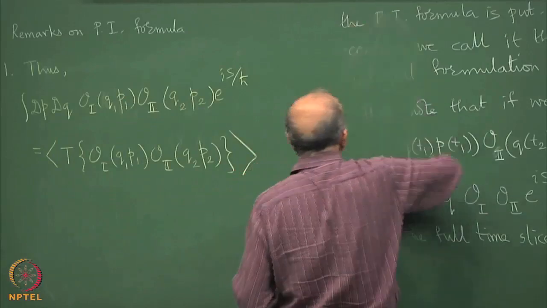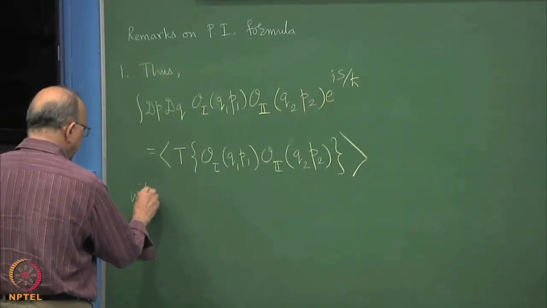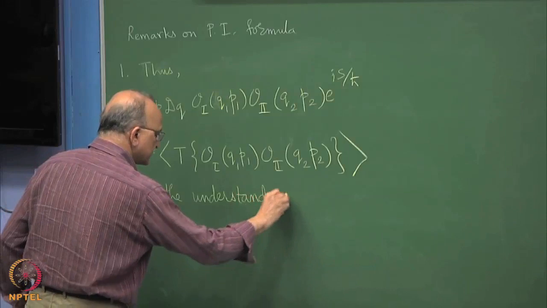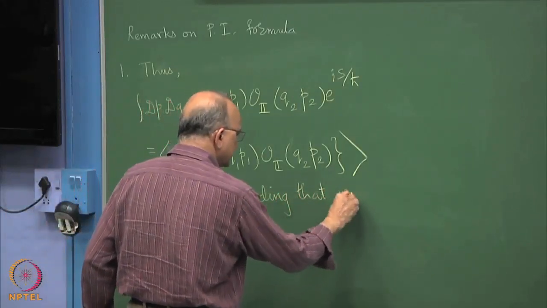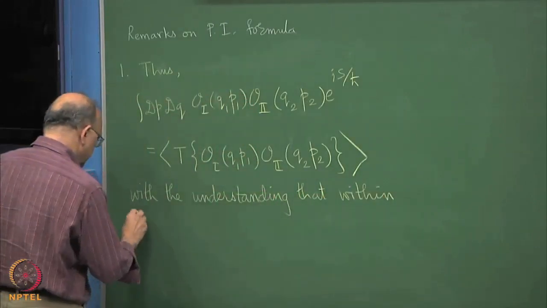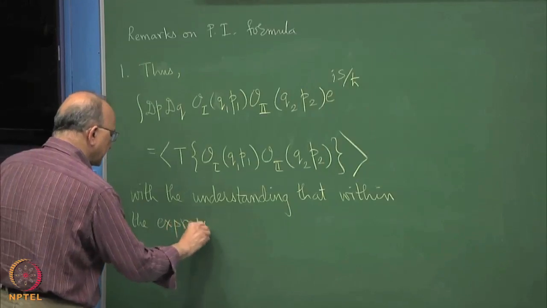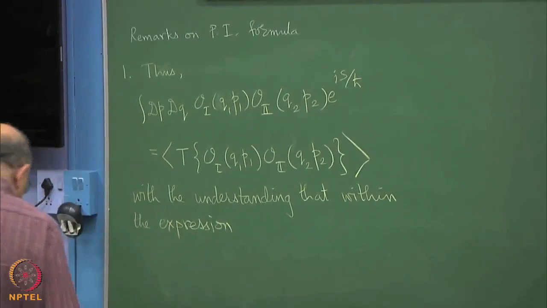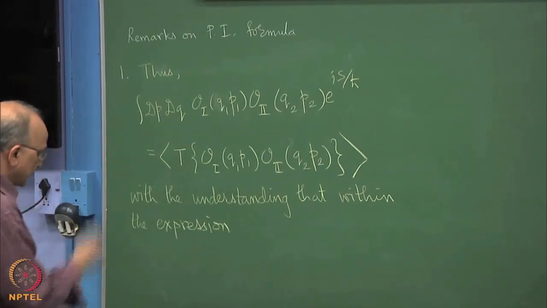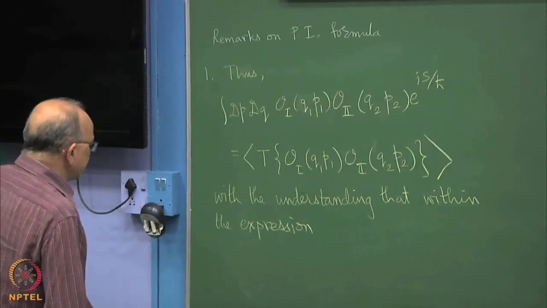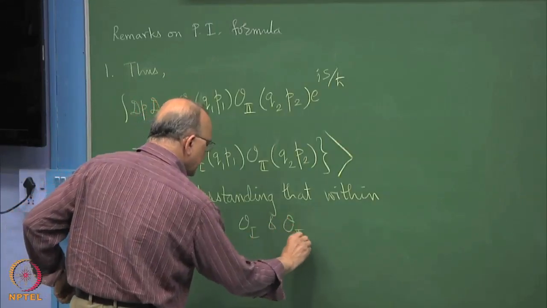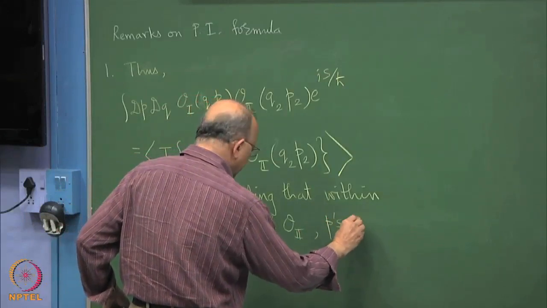Now the second comment is about the classical limit. I write these things out in long detail. I am not always very accurate, but it is a marker for you to remember what was said, because if you write out formulae without the remarks, then you will probably not understand what was the motivation for what. So with the understanding that within the expressions O1 and O2, P's will need to go to the left of the Q's.